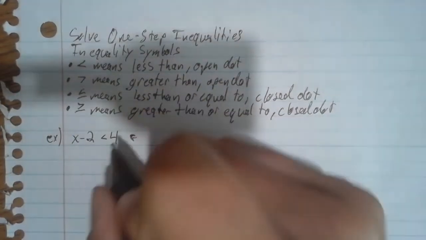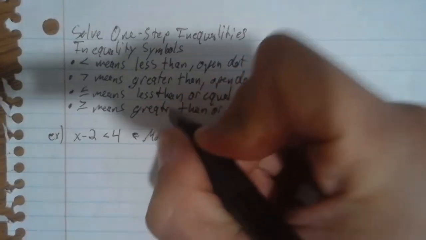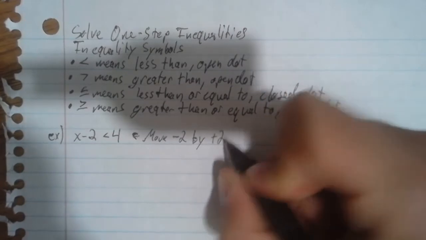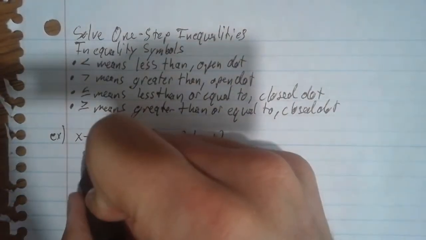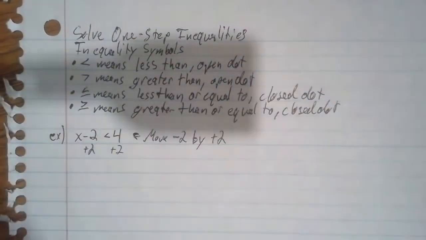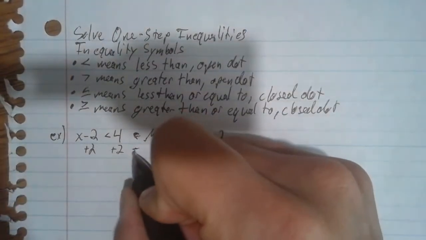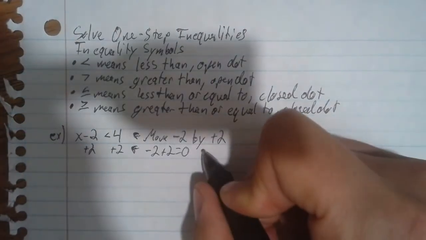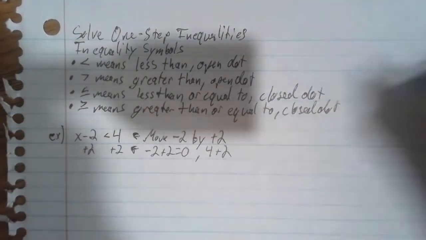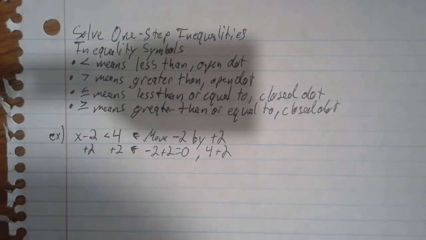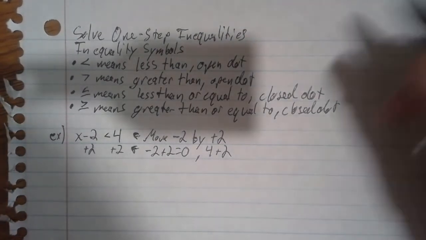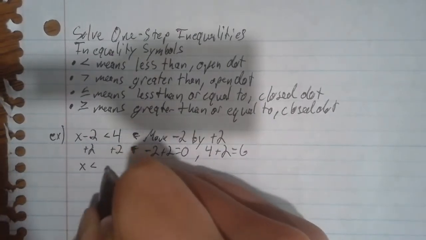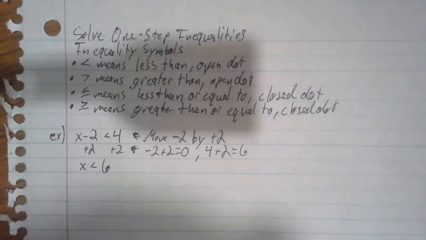So we need to move minus 2 by adding 2. So we add 2 to both sides because we still want to get that 0 on the left, and then on the right we get 6. So we wind up with x is less than 6.